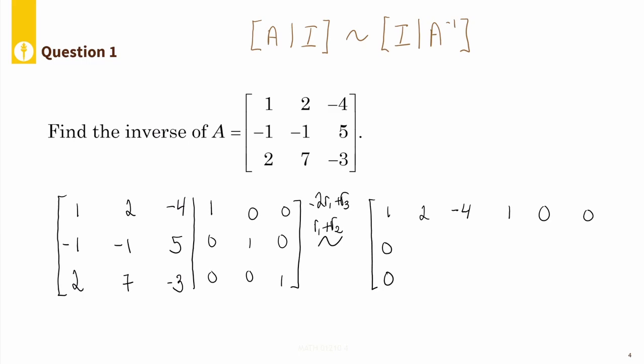And then what are we going to be left with? Two plus -1. -4 plus 5. One plus 0. 0 plus 1, 0 plus 0. -4 plus 7. 8 plus -3. -2 plus 0. 0 plus 0, 0 plus 1.